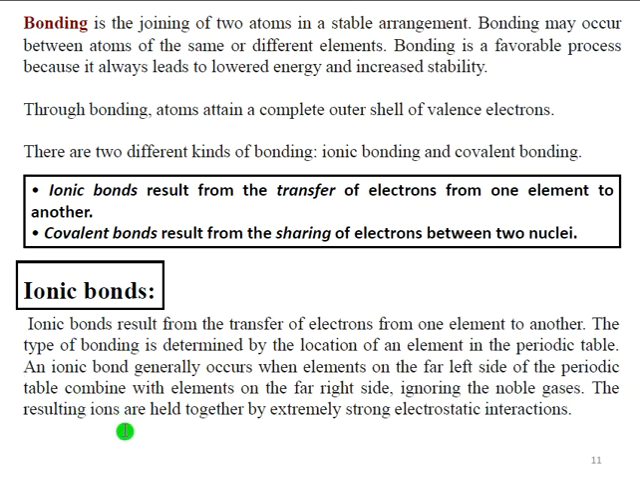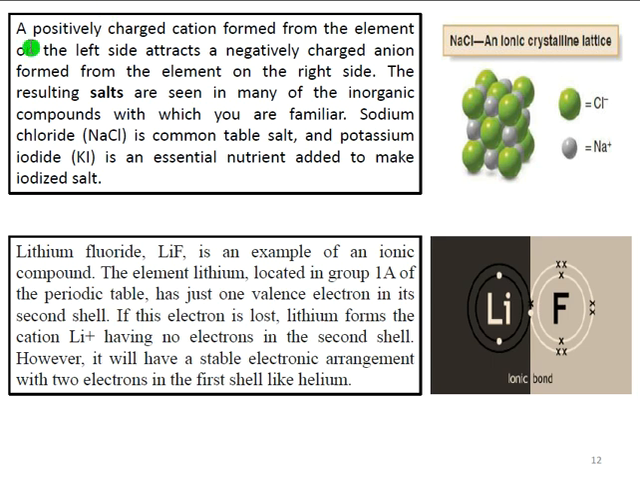The resulting ions are held together by extremely strong electrostatic interaction, like magnetic attraction, because we have positive and negative charges between the two atoms. A positively charged cation formed from the elements on the left side attracts a negatively charged anion formed from the elements on the right side.